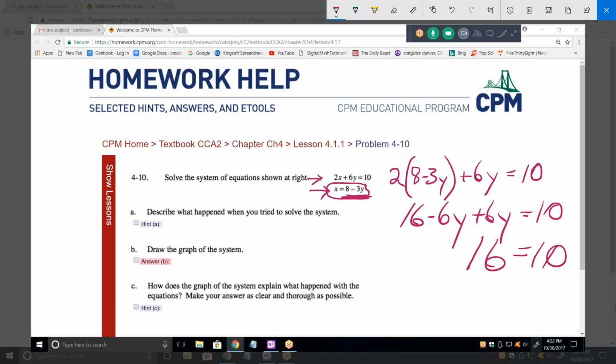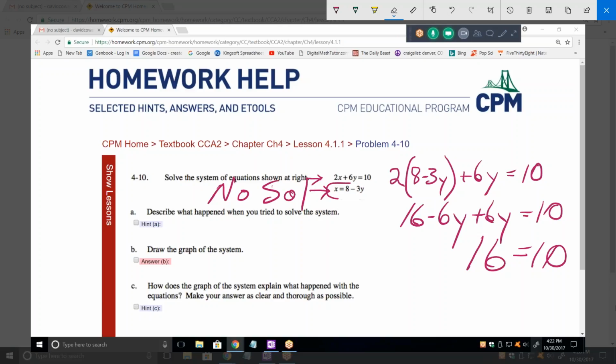What does that tell me about this system of equations? That it didn't work? There's no solution. That's what it says. In other words, whenever you get one number equals a different number, that means there's no solution. There is no value for x and y that satisfy both of these equations. It's basically impossible.